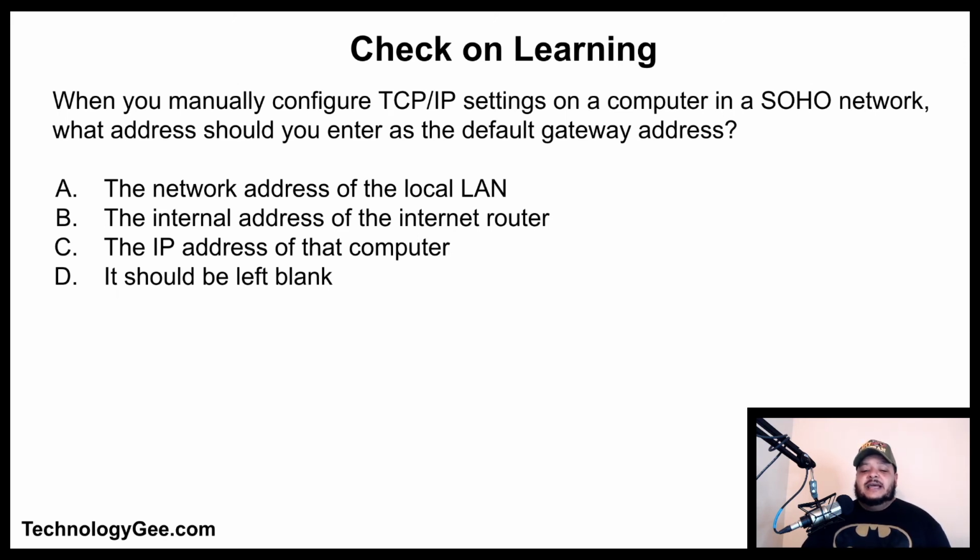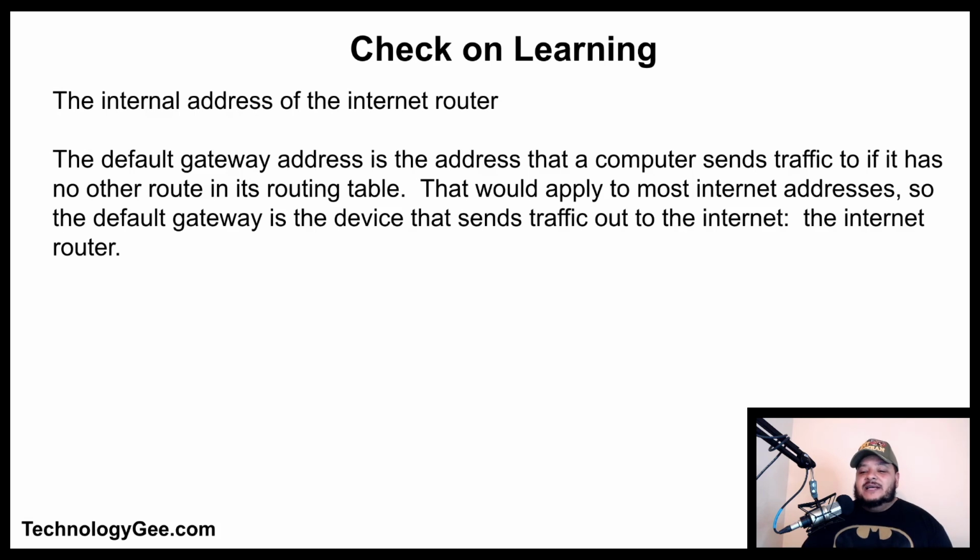The correct answer is the internal address of the internet router. The default gateway address is the address that a computer sends traffic to if it has no other route in its routing table. That would apply to most internet addresses. So the default gateway is the device that sends traffic out to the internet, which is the internet router. So anytime you hear somebody mention the default gateway, think of the router.